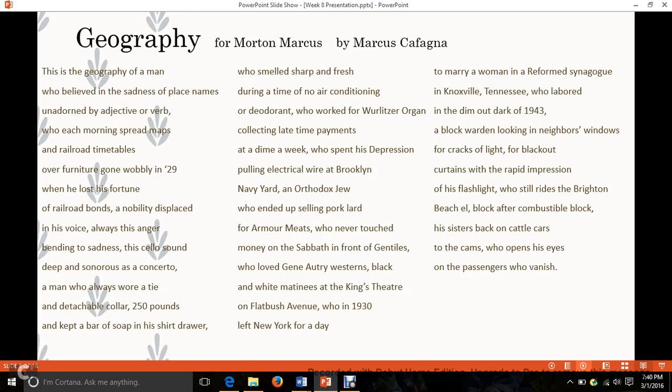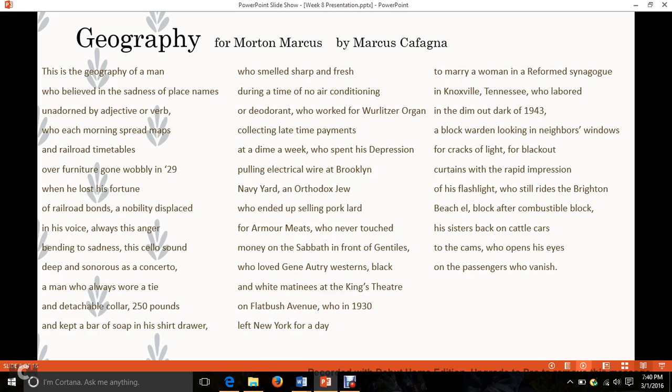This poem is called Geography, and I think it's really applicable to what we're doing because several of the poems we're reading this week have a tagline showing that the poem was written for or to someone. And I think that having an idea of who the poem is connected to gives us a different perspective.